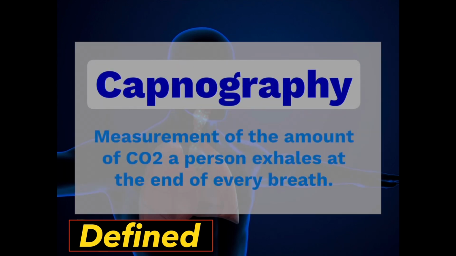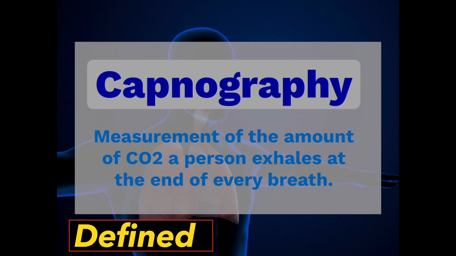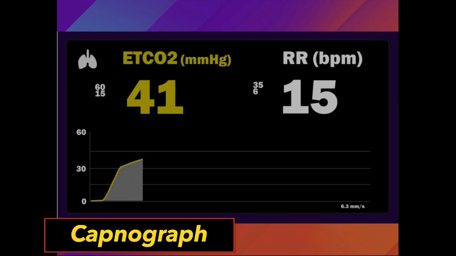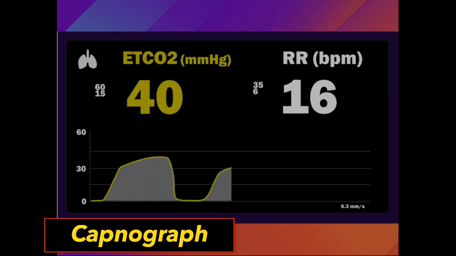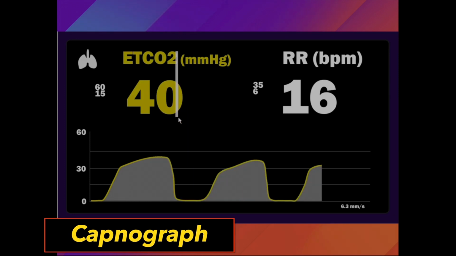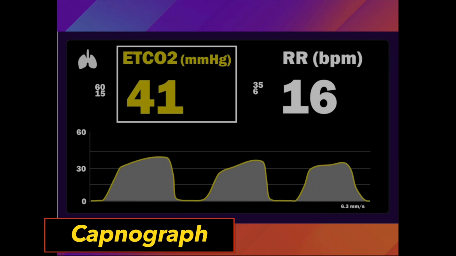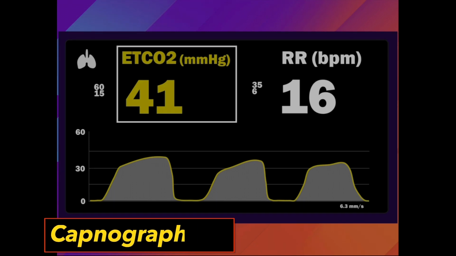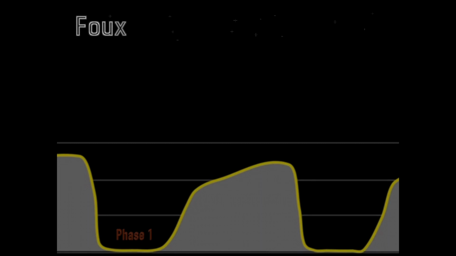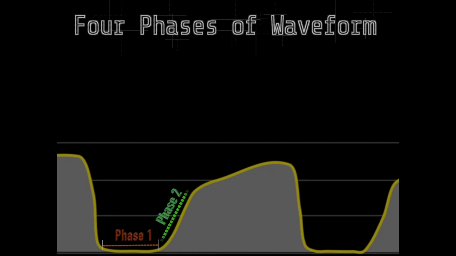Tidal CO2, or EtCO2, refers to the concentration of CO2 present at the end of a person's exhaled breath. It is typically measured using a device called a capnograph, which uses a capnometry sensor. The sensor is responsible for detecting the concentration of CO2 in the exhaled breath, and the specific number that can be observed on the monitor is taken from phase 3 in this 4-stage waveform.